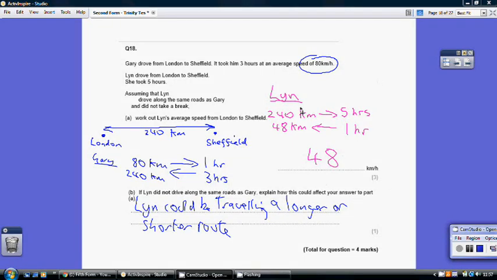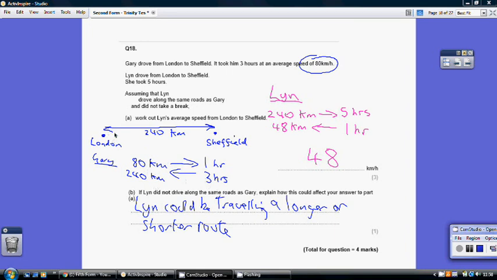Question 18. Now I think with these I very much prefer the approach of just thinking about the proportions rather than relying on that speed, distance, time triangle. So let's think about what's going on here. We're going from London to Sheffield, and we're told it took him 3 hours at an average speed of 80 kilometers per hour. Now, if Gary's going at 80 kilometers every hour, it's going to take him 3 hours to go 240 kilometers. 3 times as long, he'll go 3 times as far.